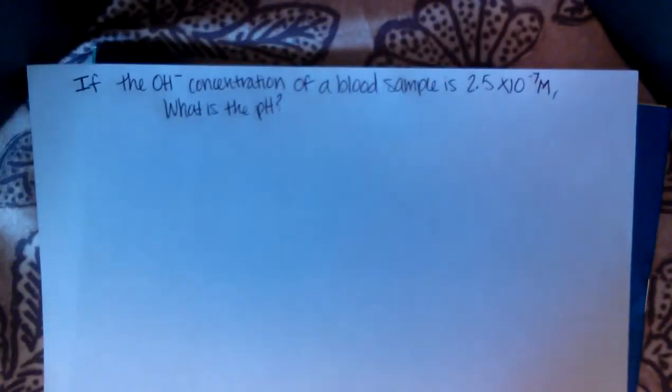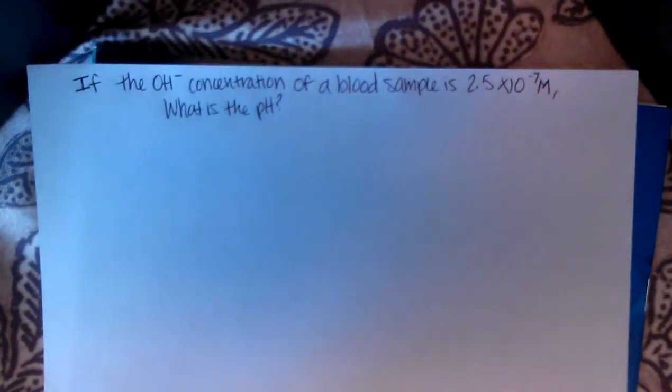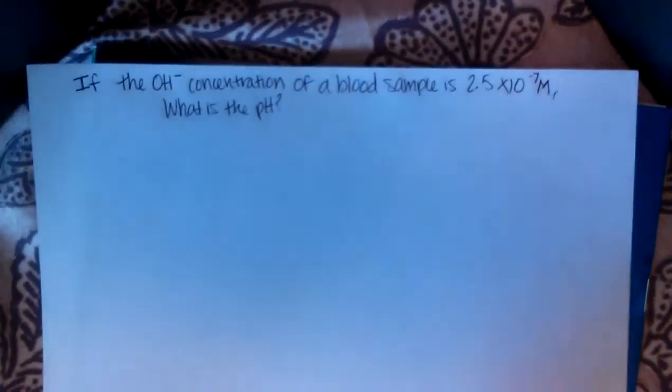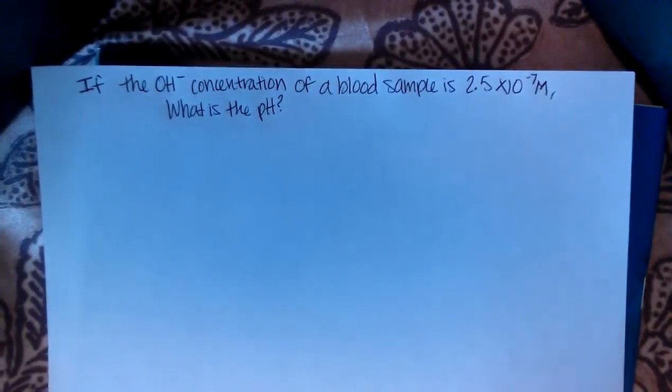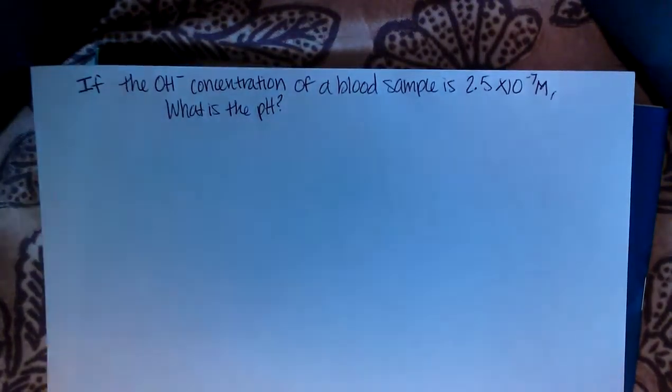So the question reads, if the OH minus concentration of a blood sample is 2.5 times 10 to the negative 7 moles per liter, what is the pH? So what I find most helpful is to write down the equations that are most relevant to this problem.